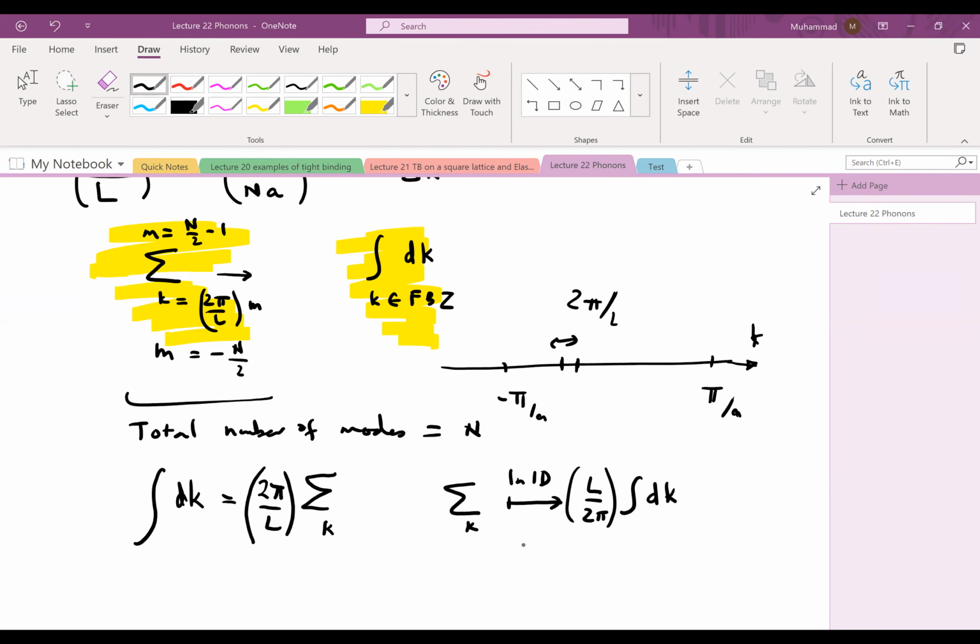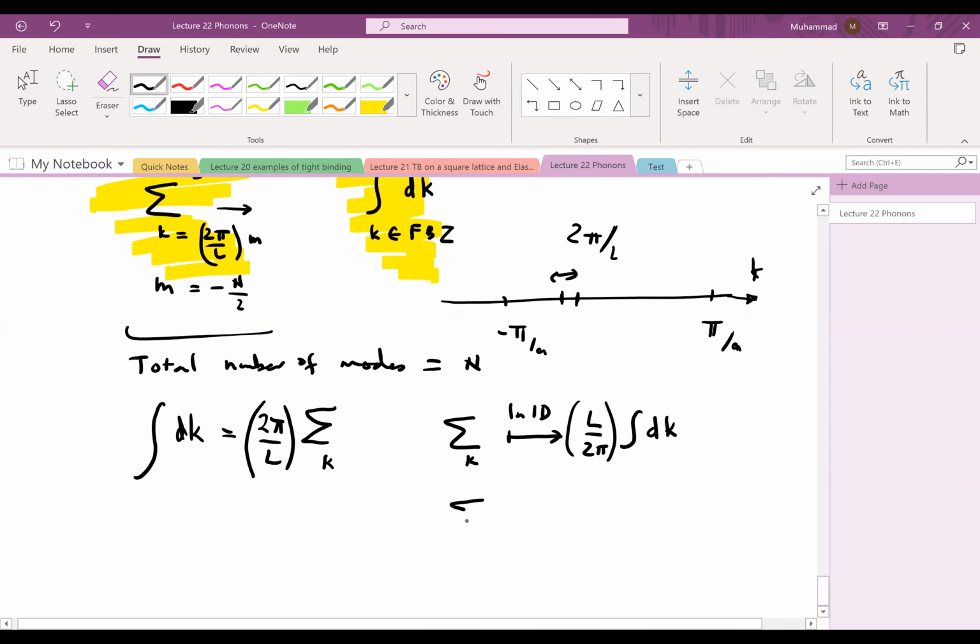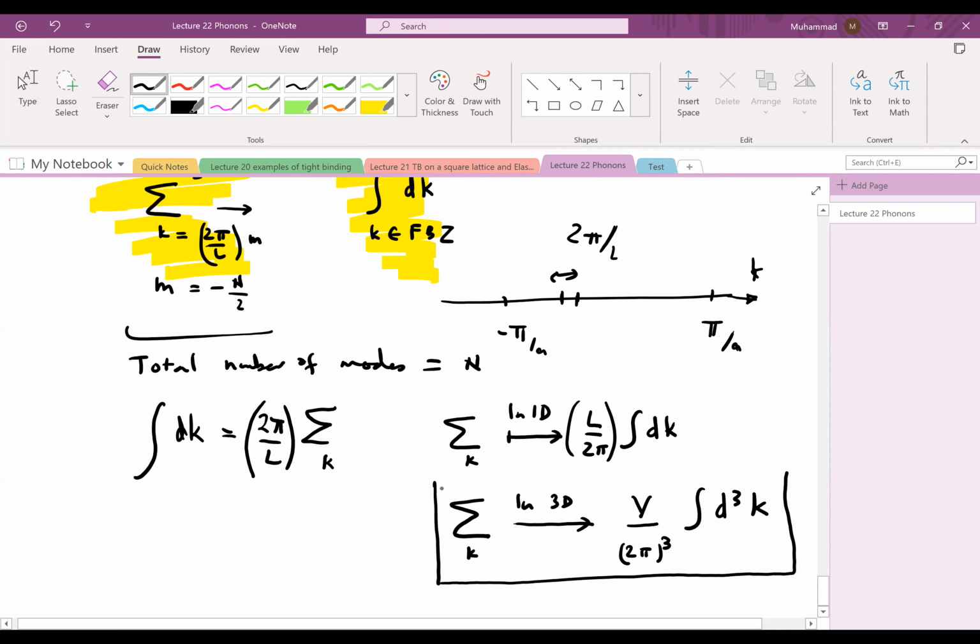In 3D, I can also make a similar substitution. In 3D, the volume of a point in the reciprocal space is now given by 2 pi cubed divided by the total volume of the solid. So this was also the first question in homework number 6.